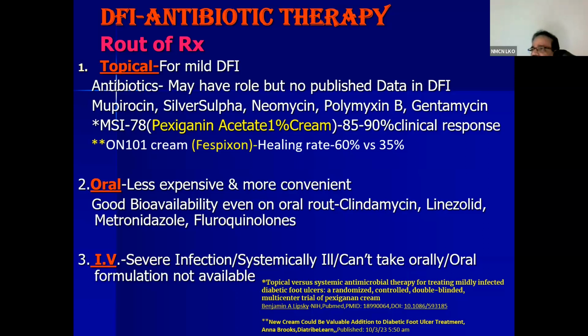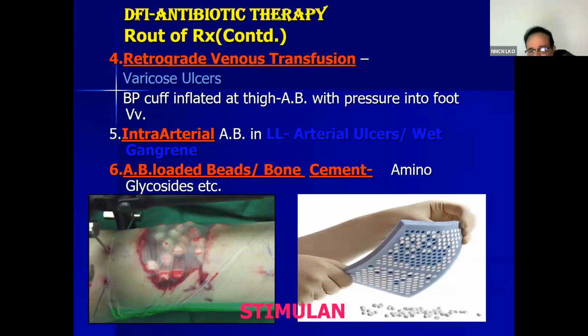If the patient has severe infection or systemic illness, or can't take orally, or an oral formulation is not available, I would say meropenem and imipenem do not have oral preparations, so you have to give them by the intravenous route.